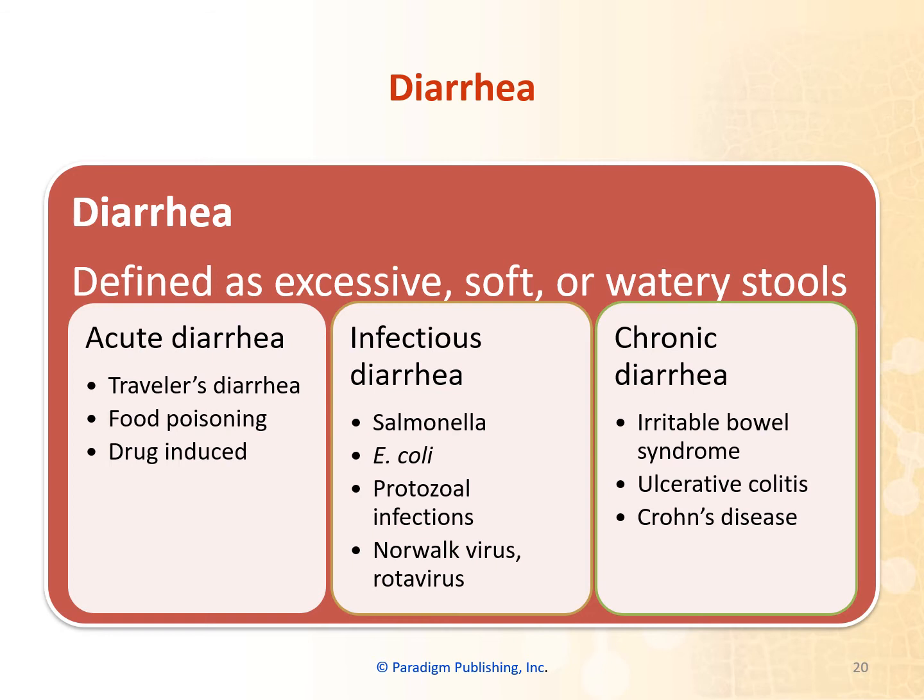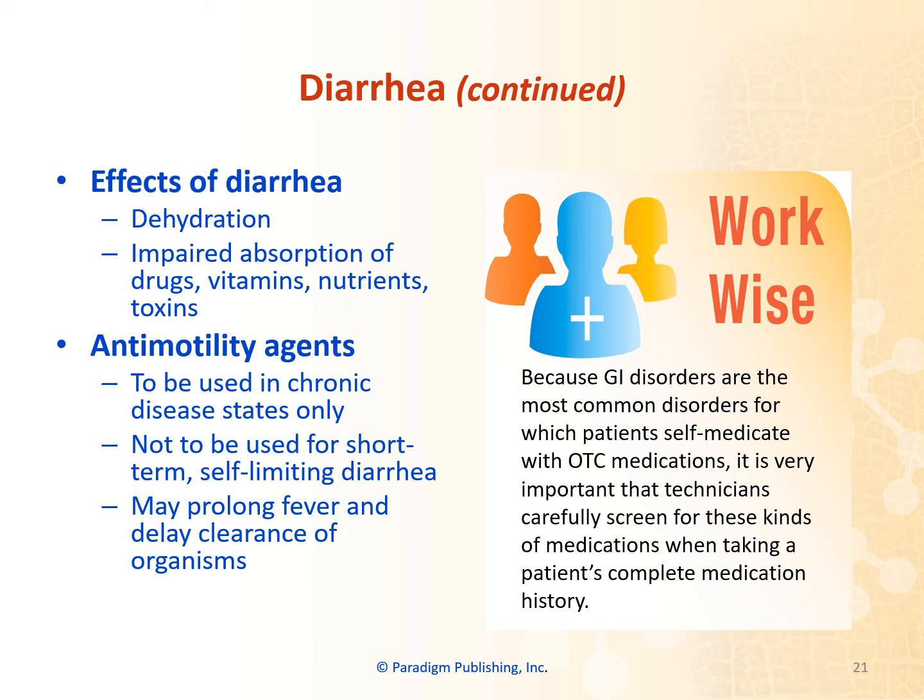Diarrhea is defined as excessive, soft, or watery stools. There are different types of diarrhea. Acute diarrhea, which we would consider traveler's diarrhea, is caused by food poisoning or is drug-induced. Infectious diarrhea is caused by different contaminants that can be ingested: Salmonella, E. coli, protozoal infections. Chronic diarrhea can be caused by irritable bowel syndrome, ulcerative colitis, and Crohn's disease, as we mentioned before. The effects of diarrhea can cause dehydration and impaired absorption of drugs, vitamins, nutrients, and toxins.